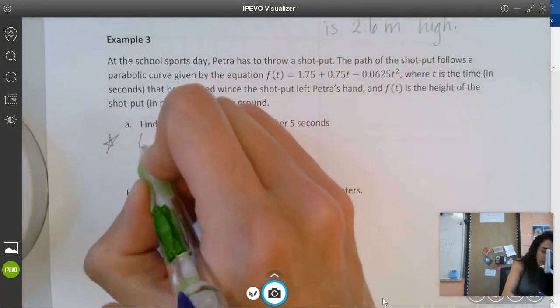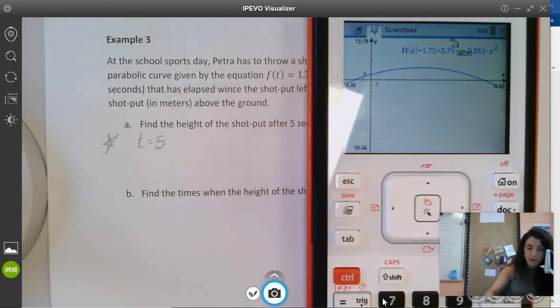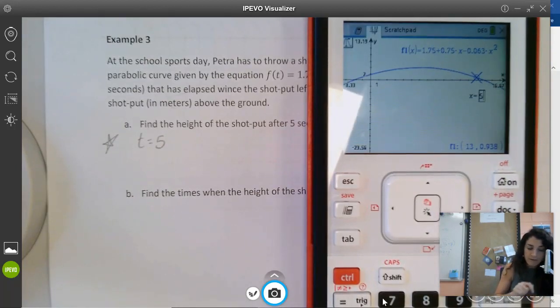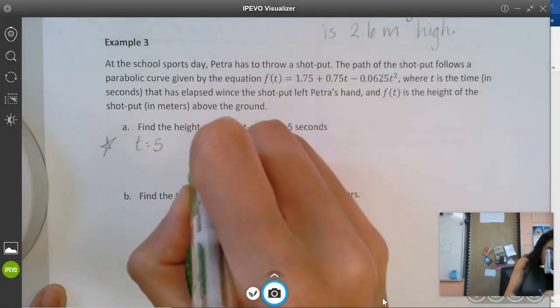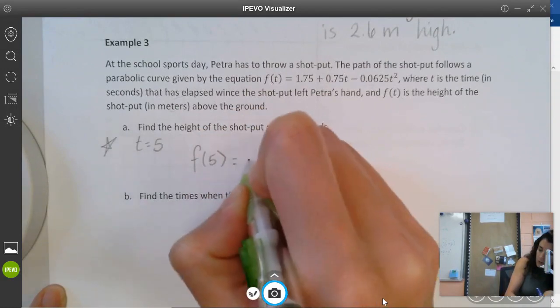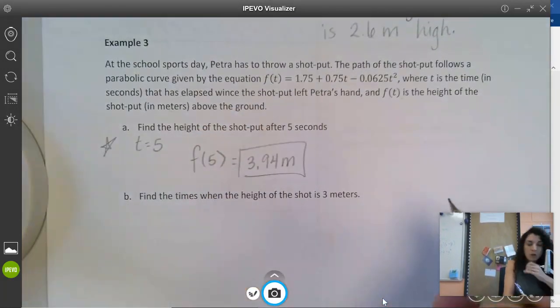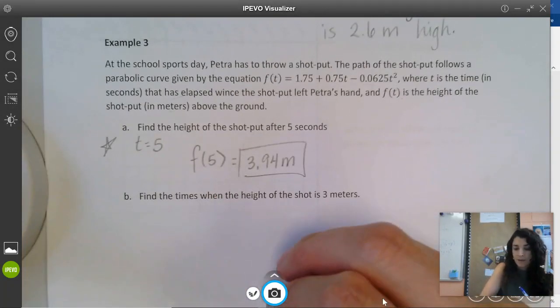5 seconds. Time is 5. Okay, so I'm plugging in 5 for t. In other words, I'm plugging it into my input. You can use your graph and trace and hit 5, enter, and it tells you what it is to 3 significant figures always. So that's pretty sweet. 3.94. f of 5 equals 3.94 meters. So at 5 seconds, it's 3.94 meters in the air.